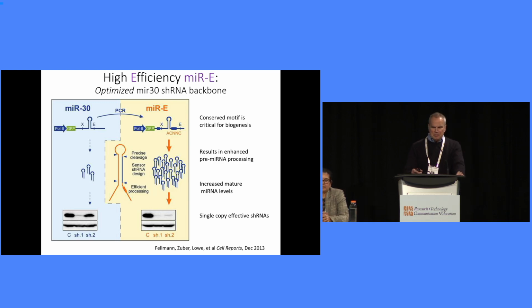So in the bottom left, you can see the miR-30. About 50% of our designs would prove a very high knockdown. But now putting those same sequences into a different backbone that has better biogenesis, actually both work very, very well on the Western blot. So you can get single copy effective shRNA.